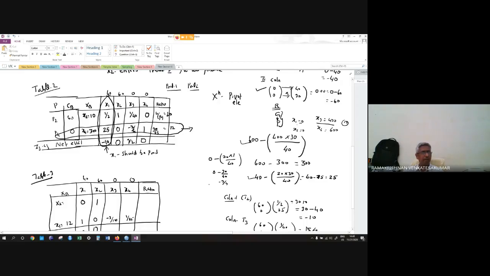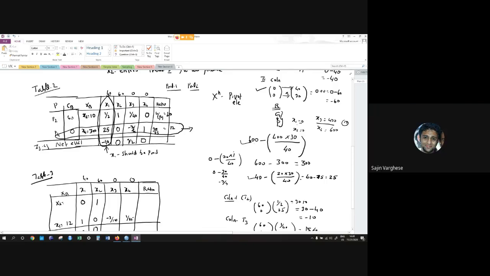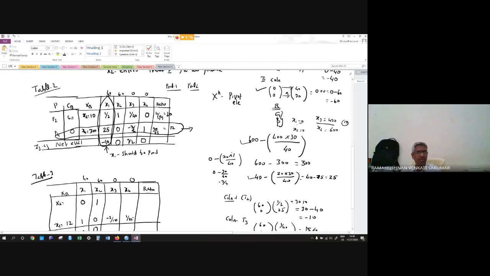Minus, can anyone of you read what the calculation should be? 10 minus. You see here what we have done: 10 minus 300 into 1 by 2, divided by 25. For your convenience, I write it here closely.